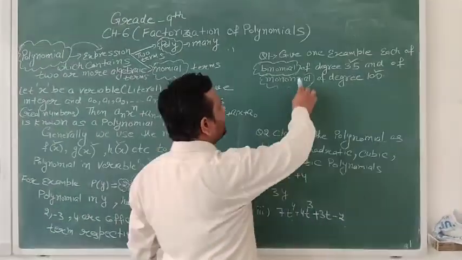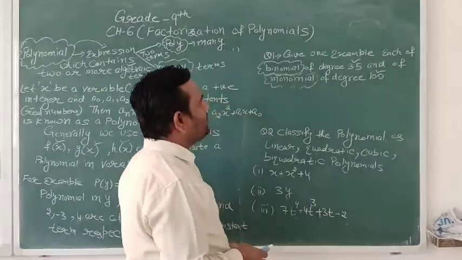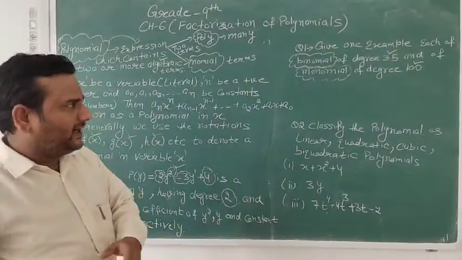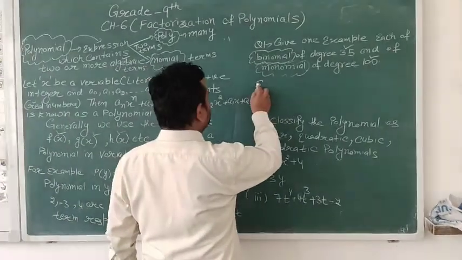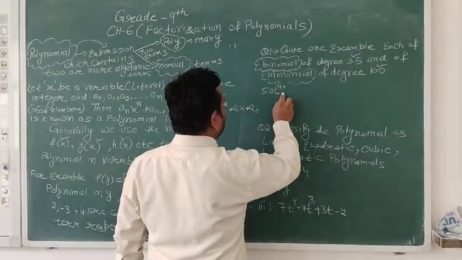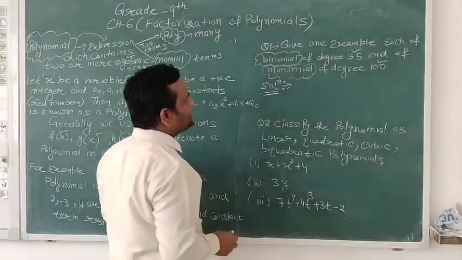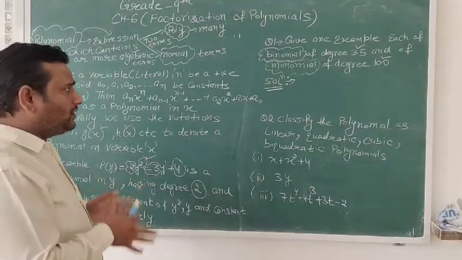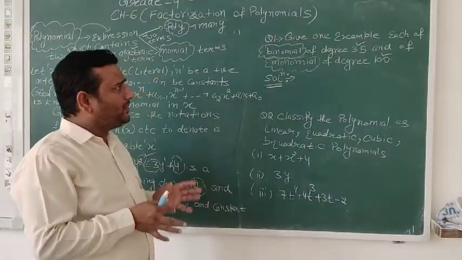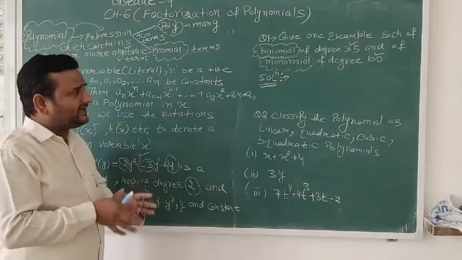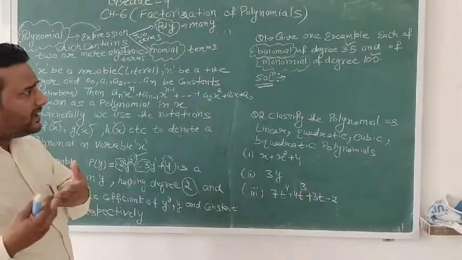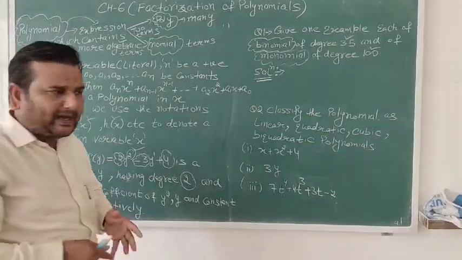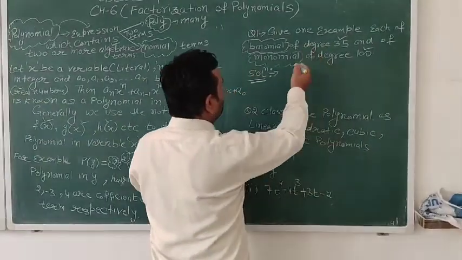Our first question is, give one example each of a binomial of degree 35 and a monomial of degree 100. In order to solve this question, students, it is very important to understand what is binomial and what is monomial. Already we have discussed this many times. Monomial is the kind of expression having one term, and the expression with two terms is said to be binomial. So write an example according to the question.